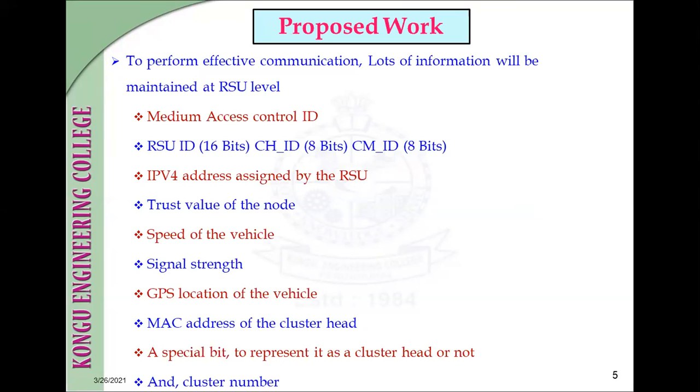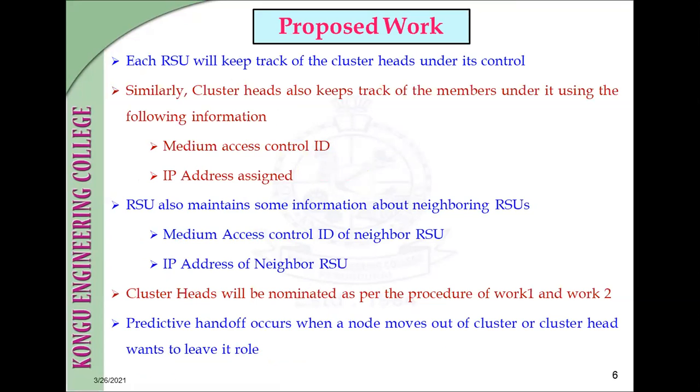Please make it fast. So, the trust value of the node, speed of the vehicle, signal strength, GPS location, MAC address, and a special bit to represent whether the node is a cluster head or not. All this information needs to be maintained at the RSU level so that communication can be effective, with complete control of the entire network. Each RSU will keep track of the cluster heads under its control, and similarly, cluster heads keep track of members under them using the following information: using the MAC ID only, it is able to control the entire network, and the IP address assigned. The RSU also maintains some information about neighboring RSUs, such as the MAC ID and the IP address of the neighboring RSU.